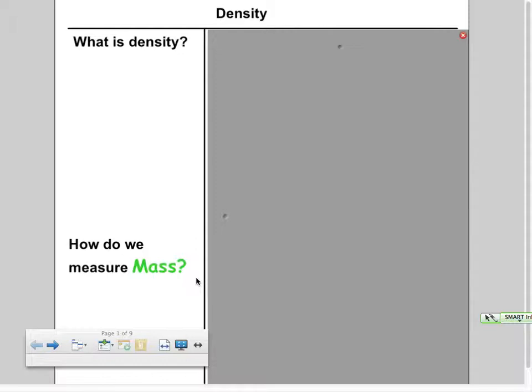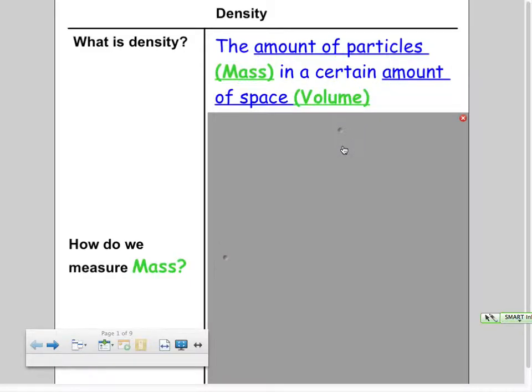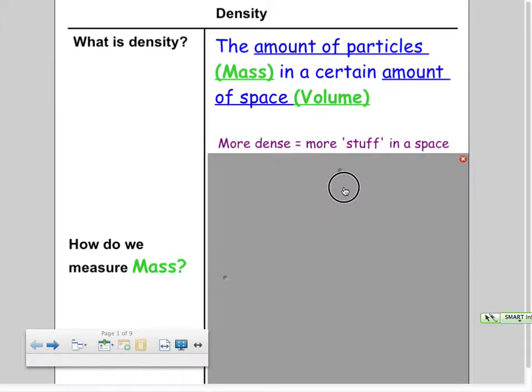Each substance has its own kind of density, its own density. And density means the amount of particles or mass in a certain amount of space, which is known as volume. So, for example, if we stated that something is more dense, then it means that there's more stuff in a space. And if it's less dense, then it has less stuff in a space.